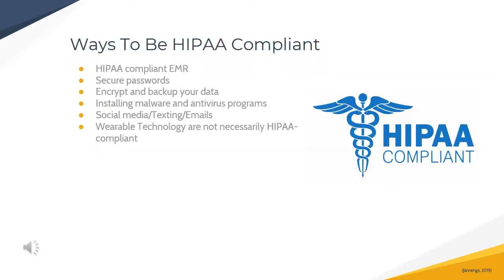There are various ways to be HIPAA compliant. First of all, you want to make sure that you use an electronic medical record that's HIPAA compliant. You want to secure passwords, encrypt and back up your data, and install antivirus programs. When it comes to emailing your patients, you want to make sure that they consented to it. Also, if the patient were to take a device home that records anything about them, such as heart rate or blood pressure, that needs to be a HIPAA compliant device. For example, Fitbit is a HIPAA compliant device.